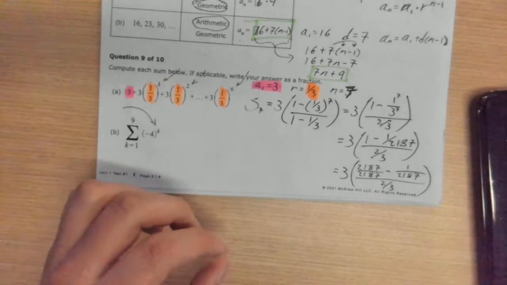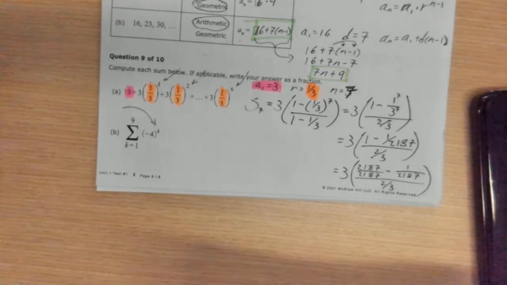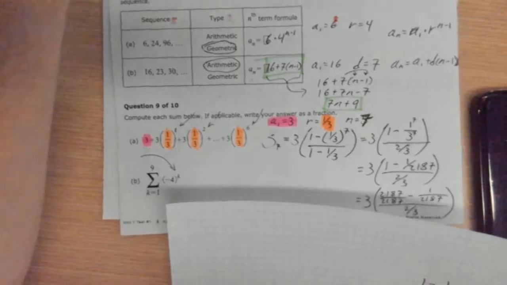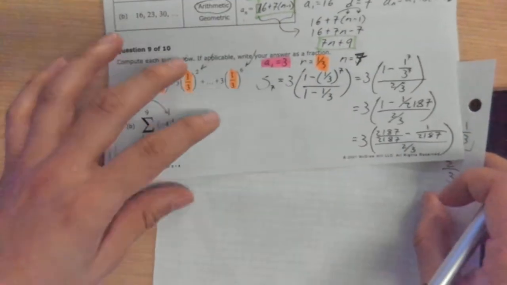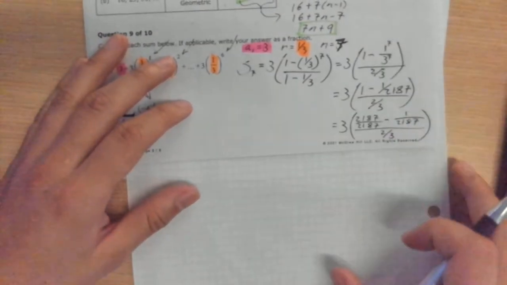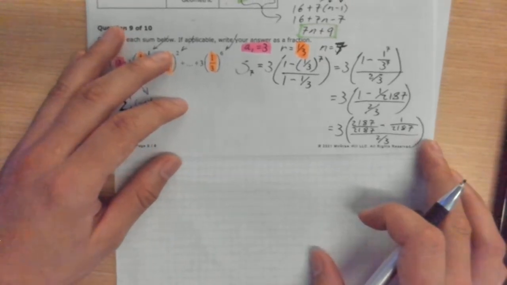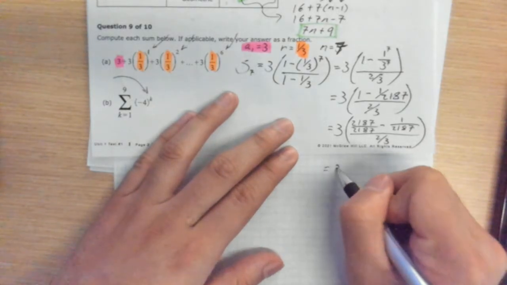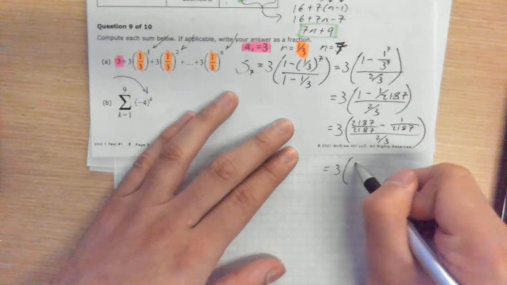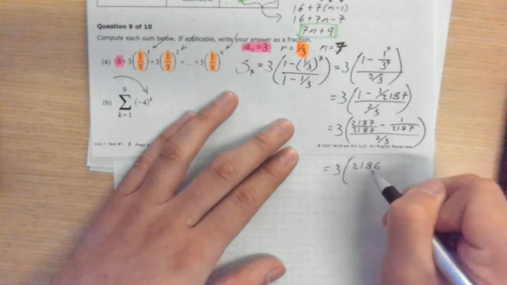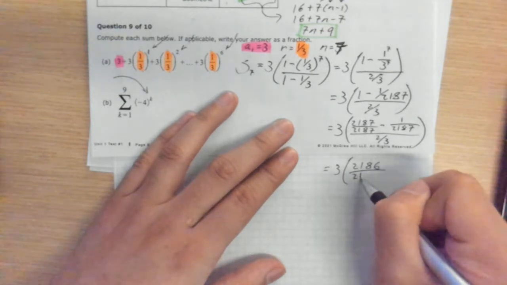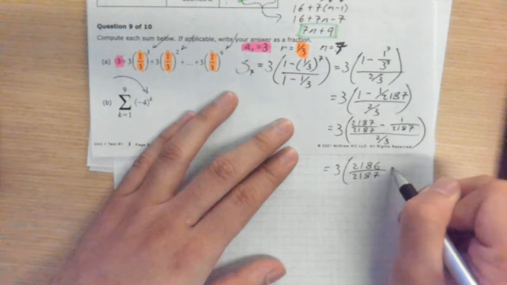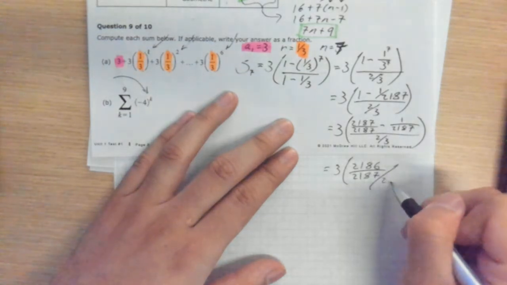I'm going to continue on a separate sheet of paper, but I'm going to continue downwards so you guys can see all of the work. Then from here, on the top, I'm going to subtract 1 from 2,187, so that'll give me 3 times 2,186 over 2,187, and then all of that is divided by the 2/3 on the bottom.